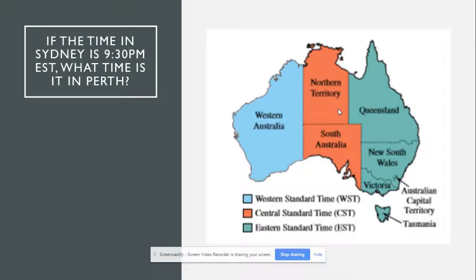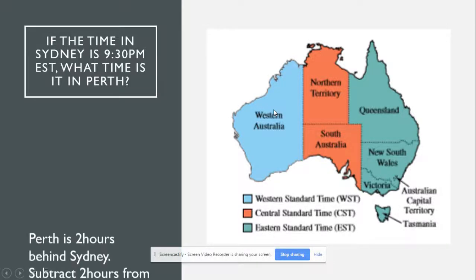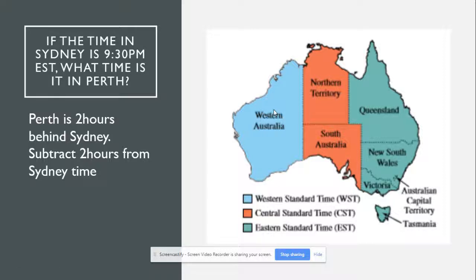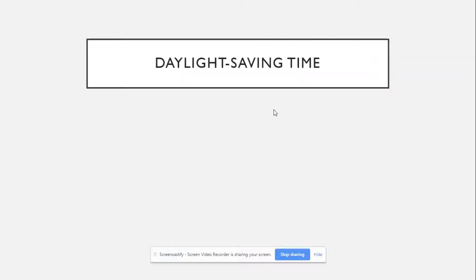If the time in Sydney is 9:30 in the evening, so here, what is the time in Perth? Remember, we said it's 2 hours behind. So therefore, Perth is 2 hours behind Sydney. You take 2 hours away from the Sydney time. 9:30, take 2 hours, 7:30 in Perth.